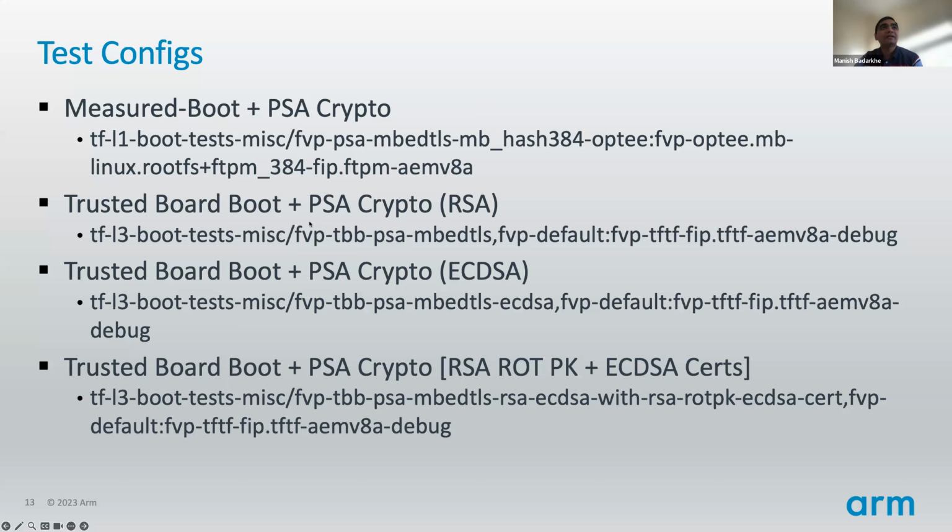Another use case is trusted boot with PSA crypto using the RSA algorithm, and similarly using the ECDSA algorithm. We are using the default SHA-256 with this to do the signature verification and hash verification of the various images. There are some other combinations you can also do. You can have the RSA root of trust public key, while all the subsidiary keys present inside the certificate may be ECDSA keys. That particular combination is also tested using PSA crypto.